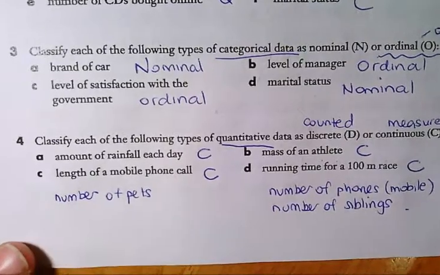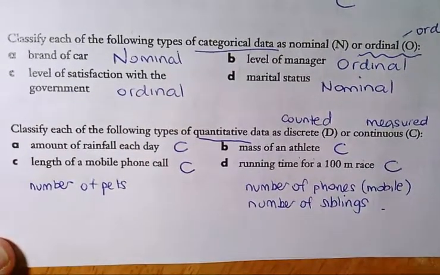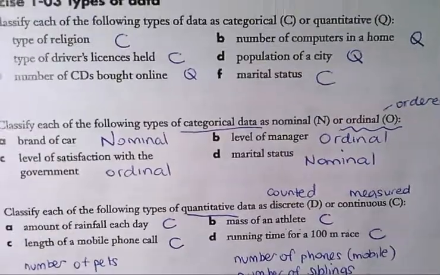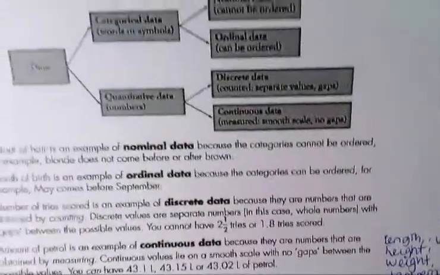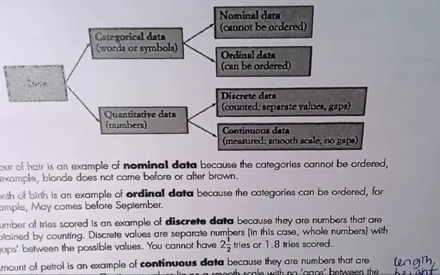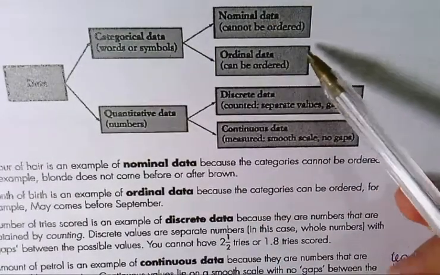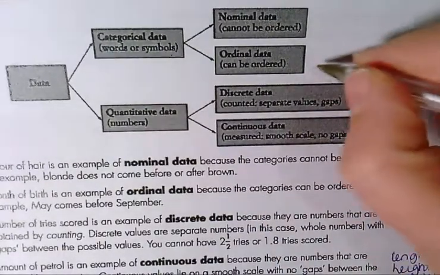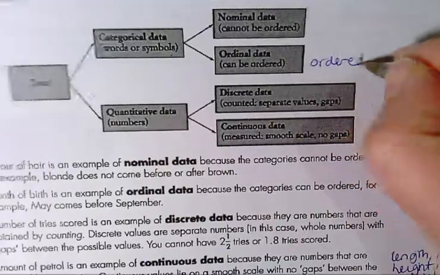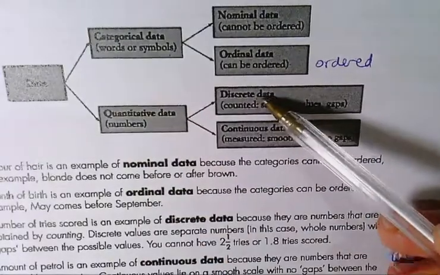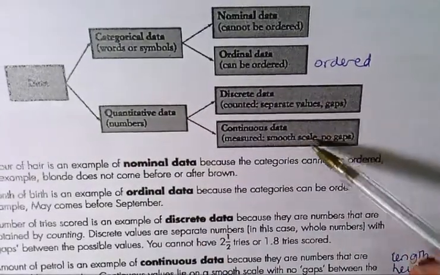Okay, so that's it with types of data. So you need to learn those 6 terms, okay? Categorical, quantitative. So categorical, we've got nominal and ordinal, so that's the ordered one. And in quantitative, which are numbers, they're either whole numbers, discrete, or you have to measure them on a scale, continuous.